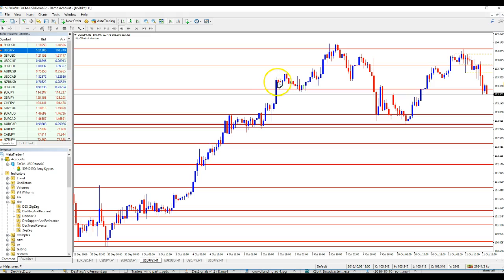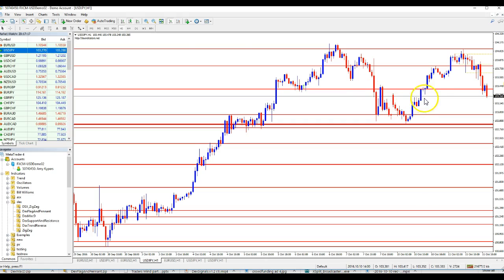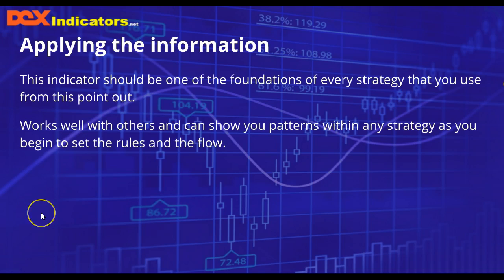Once it penetrates it and closes above it, that support line now becomes a resistance line. And then all the habits and processes and elements of support and resistance that you're going to love work like a charm with this system. Being that we paired it up with a zigzag indicator to help with some of the workload and direction of that process and painting some of the lines on there, we find this indicator one of the most powerful that we ever made. Applying the information with this indicator should be one of the foundations of every single strategy that you use from this point on.